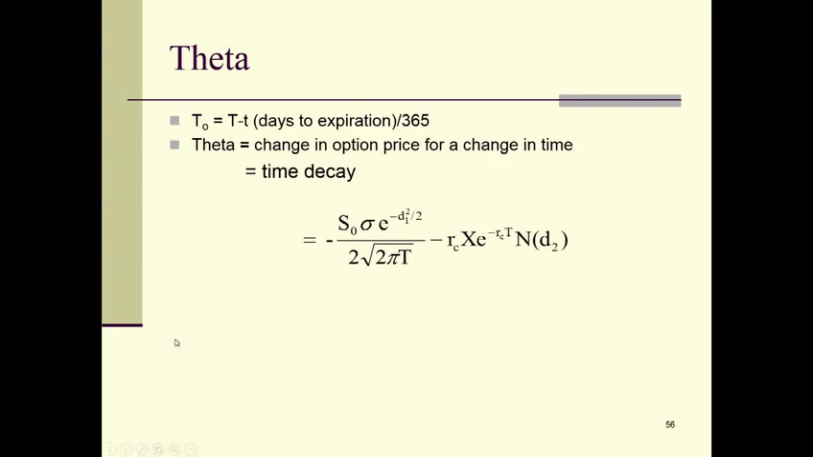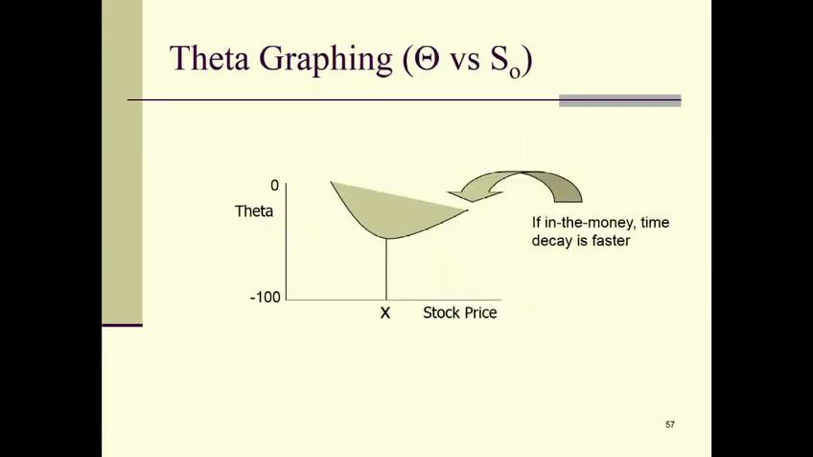Again, with all the formulas, you just make sure that you put in the correct parameters. You should be fine. Okay, you can see that with theta, in the money, time decay is going to be faster. Okay, as we discussed in topic 2.